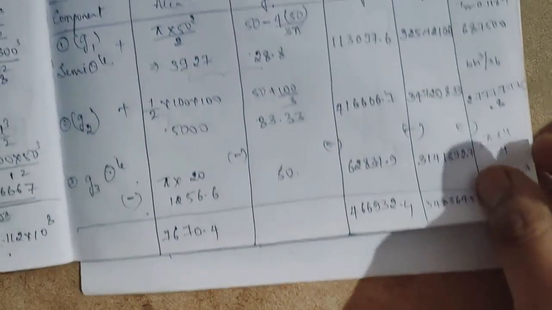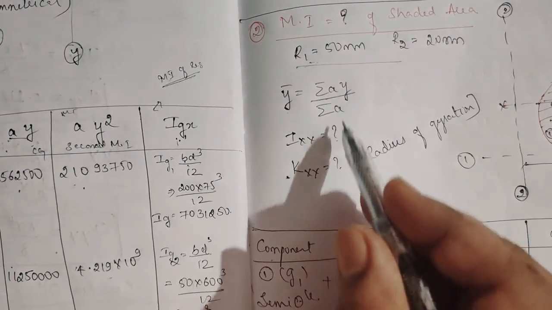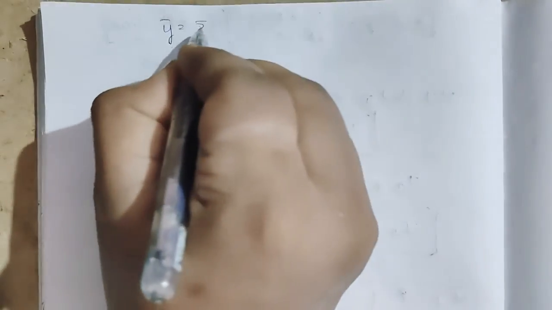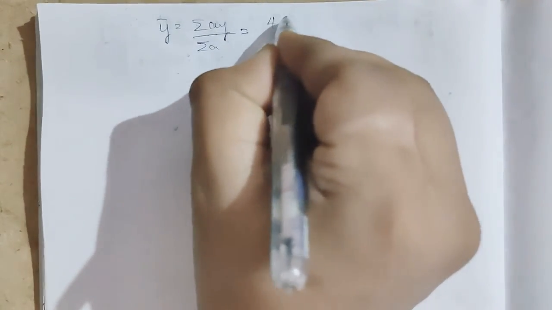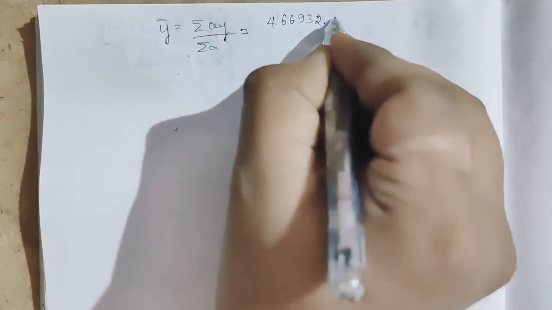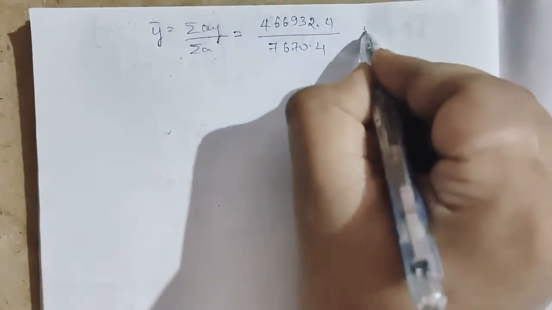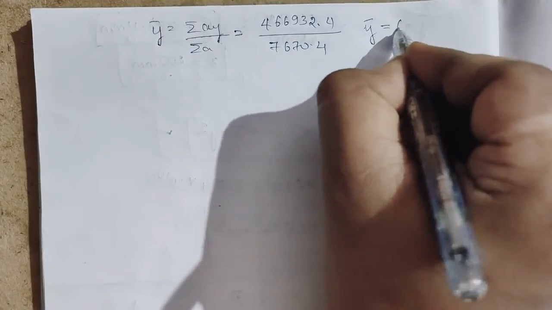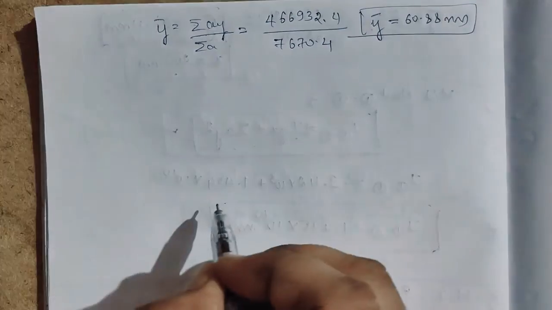Okay, so now what do I need to find? I need to find the y bar, Ixx, kxx. Just I substitute in the formulas. So what is the formula? Y bar is summation of Ay divided by summation of A. What is that? 466,932.4 divided by area, which was 7670.4. So y bar will be 60.88 mm.